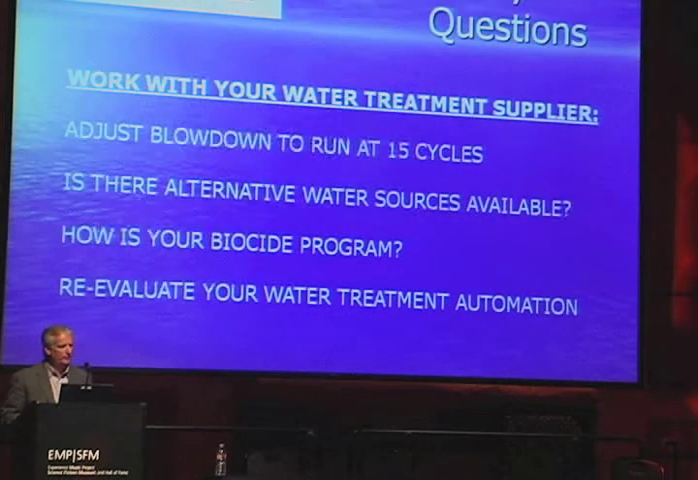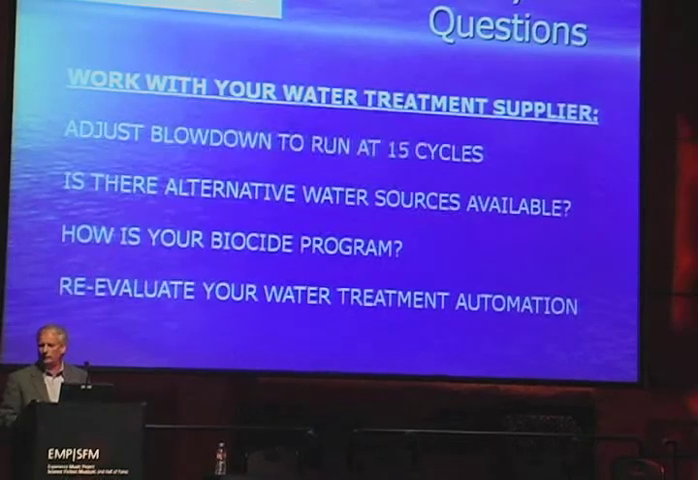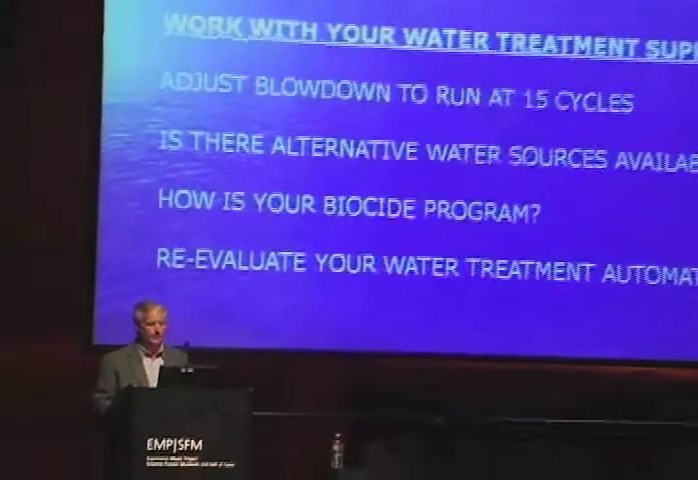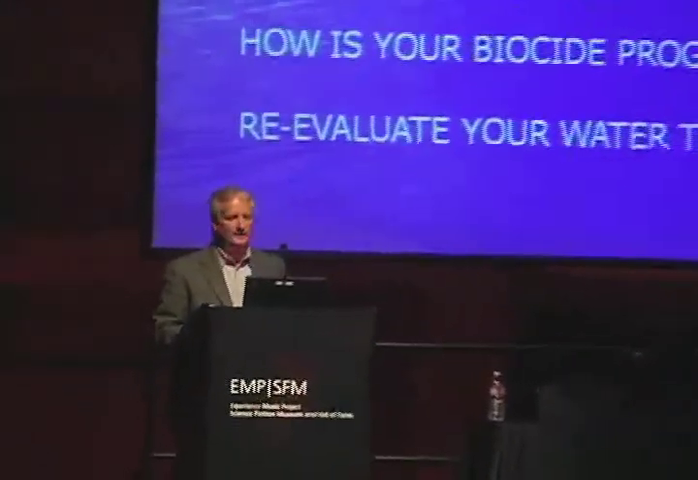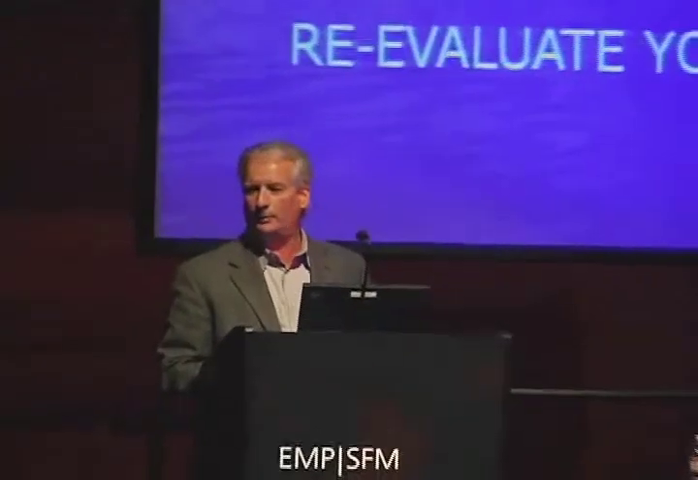So I guess my question to you is work with your water treatment suppliers. Challenge them on that. Adjust the blow down and run your 15 cycles. That should be your homework assignment for tonight or tomorrow. If your water treatment supplier says they can't do that, then change suppliers, basically. Okay? Is there an alternate water source available at your facility that you can use? And rethink about that. You can have that analyzed and see if it's worth bringing it back to the cooling tower if our return on investment is there.